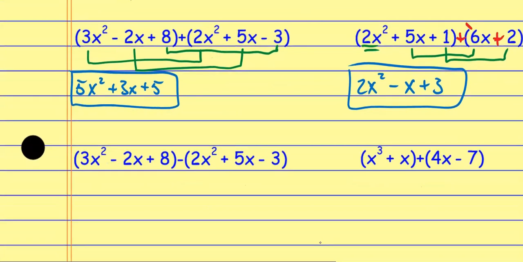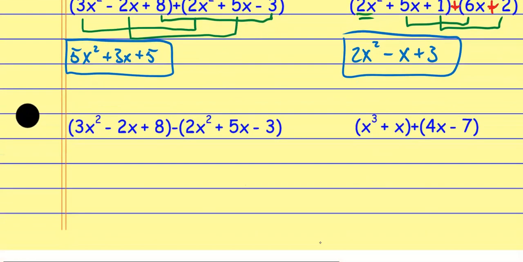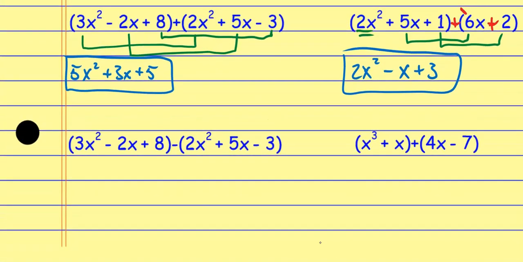If I look at this one, same kind of thing. I've got two trinomials being subtracted this time. Let's change that subtraction to adding the opposites. Instead of subtraction, I'm going to do addition. And now I have to do the opposite of everything that's in here. Okay? So instead of a positive 2, it's a negative 2. Instead of a plus 5, it's a minus 5. Instead of a minus 3, it's a plus 3. Okay? Essentially, I'm distributing that negative. I'm changing that to a plus, which means the negative gets distributed.